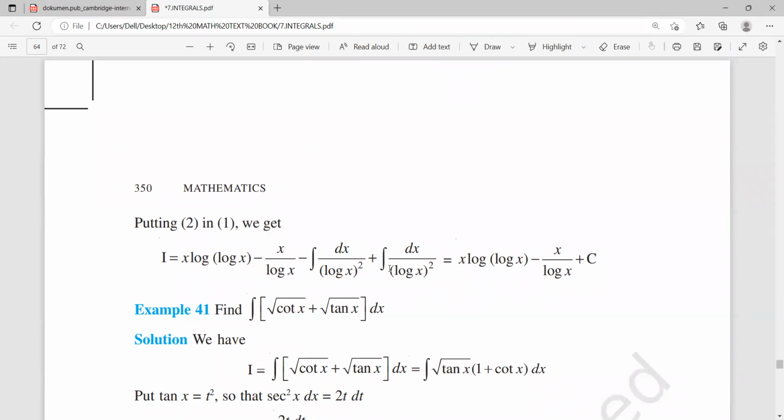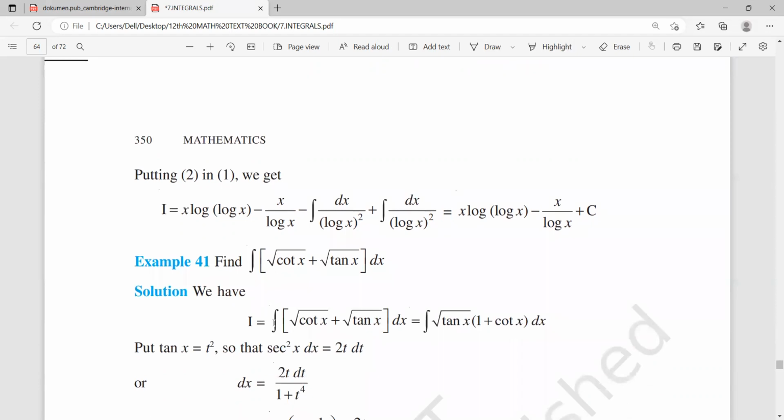Chalo, question 41: root cot x plus root tan x. Very, very, very, very important. These are all important questions, the miscellaneous examples and miscellaneous exercise. Each and every question you should learn thoroughly well. These questions will definitely come. Okay, chalo, root cot x plus root tan x, how do you do?